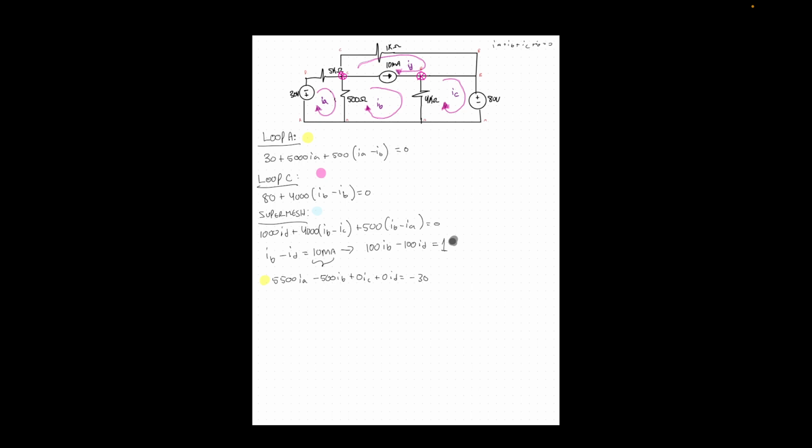So, something to keep in mind. When I'm writing these, I don't need to put in this 0 IC and 0 ID. It's unnecessary. Just for housekeeping right now, we're going to keep them in there when we're first learning to solve these.